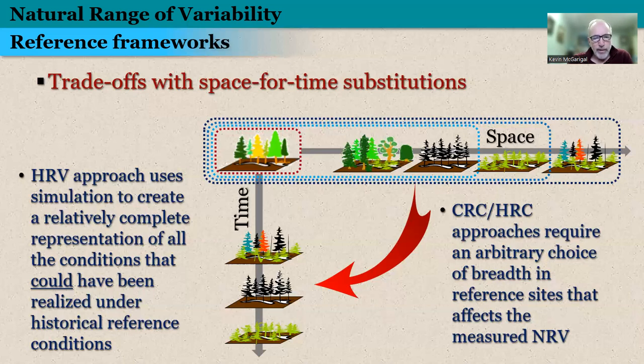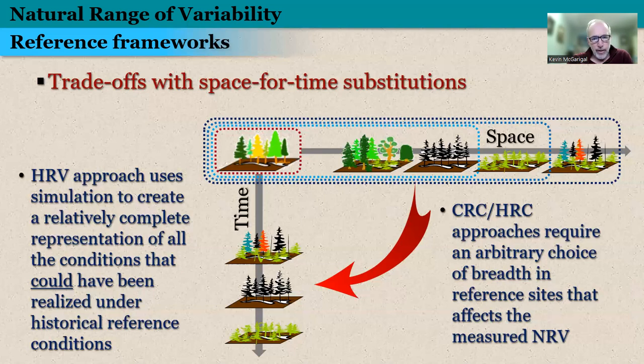And importantly here, we recognize that the history of that site is just one realization of what could have happened at that site given the stochastic nature of disturbance and successional processes. We use a simulation model to try to represent all of the possibilities, all of the possible outcomes of what could have happened given the stochastic occurrence of disturbance and succession processes. And in this way, we're trying to capture a complete representation of all the possible outcomes that we could see for a given site under the historical reference period conditions.